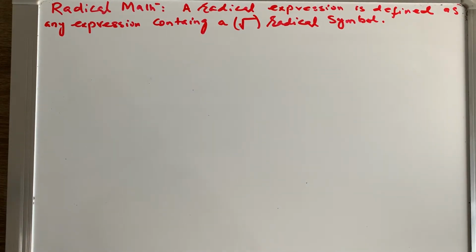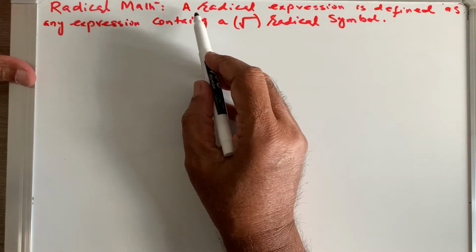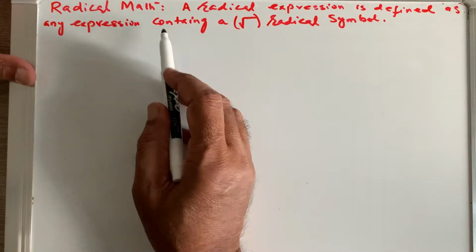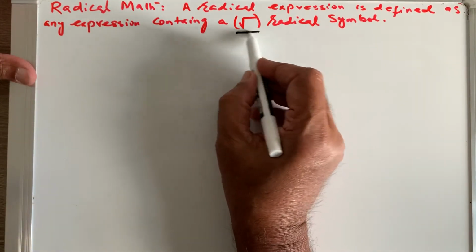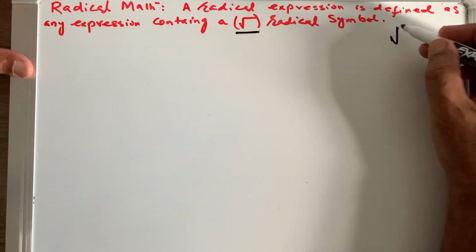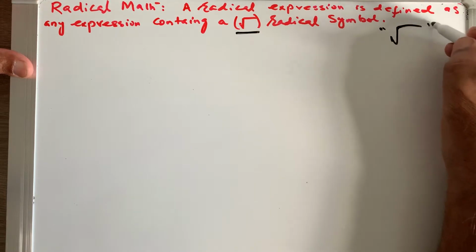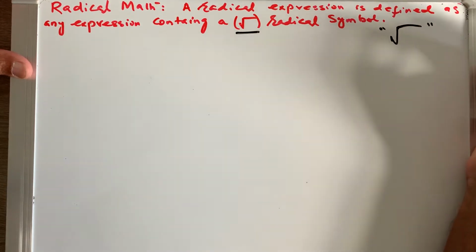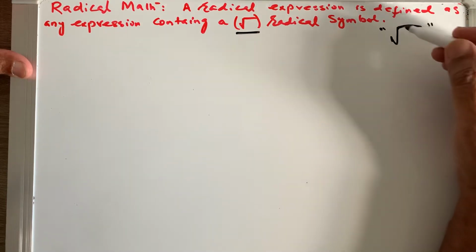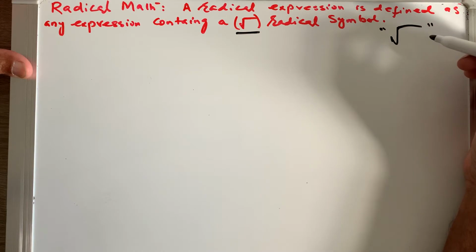Today our topic is radical math. What is radical math? A radical expression is defined as any expression containing this symbol, the radical symbol. This symbol is called the radical symbol, right? And we use some rules to solve those expressions which contain these radical symbols.